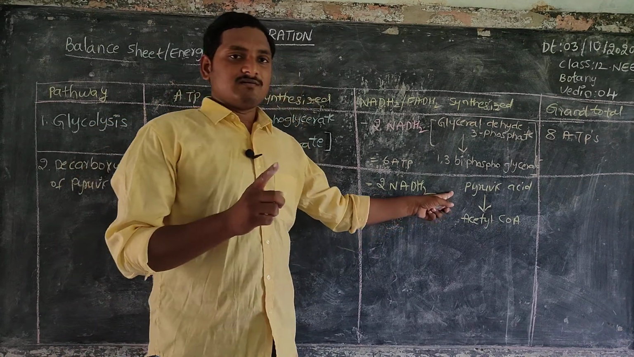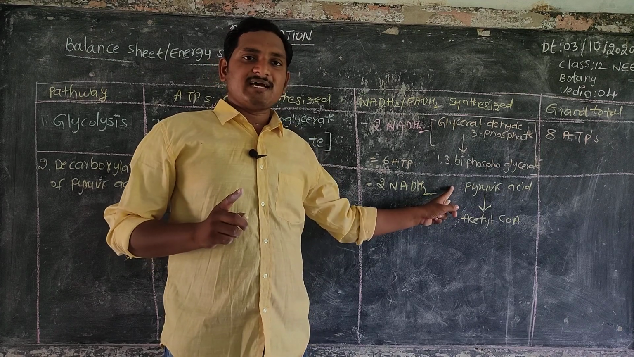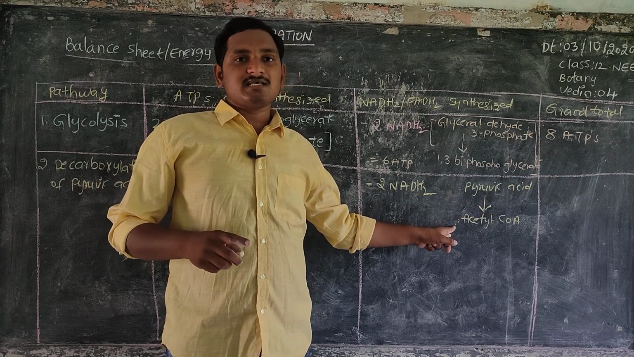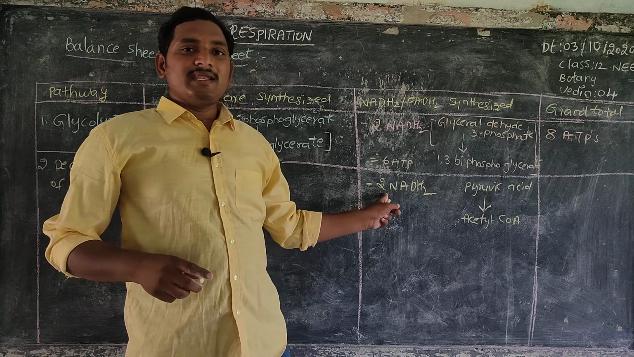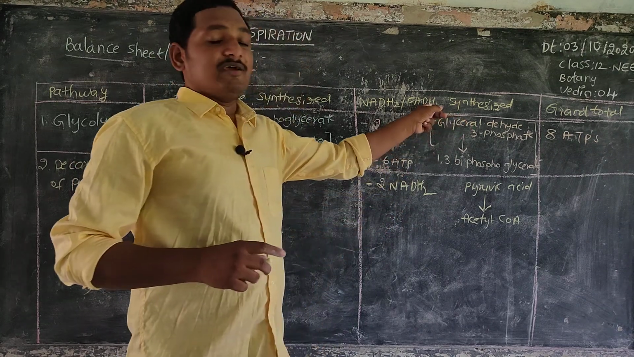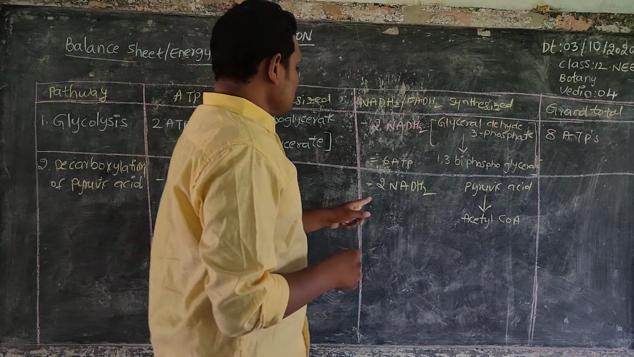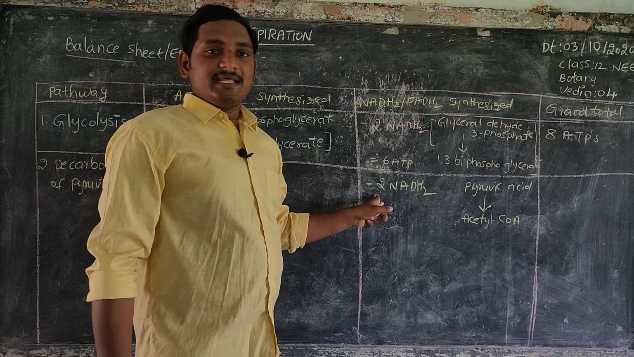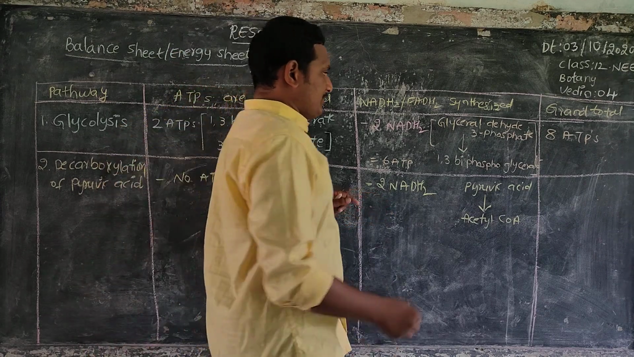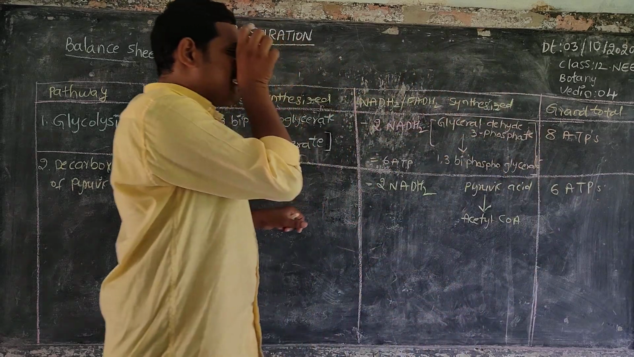Every time we are taking 1 pyruvic acid, but 2 pyruvic acids change into 2 acetyl coenzymes. So 2 NADH2s we are getting. No FADH2 we are getting from this step. So total, 2 NADH2 means 6 ATPs. We are getting 6 ATPs.